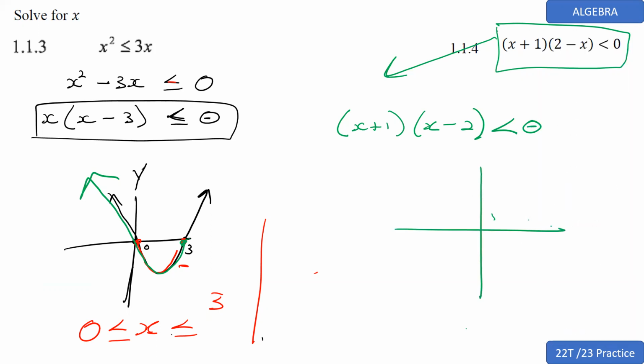Then if you draw your parabola, you would have got the critical values to be sitting at minus 1 and 2. And then you could have said that x is less than, remember, less than is below, so we're still working below. And we would have said x is less than 2 but greater than -1.